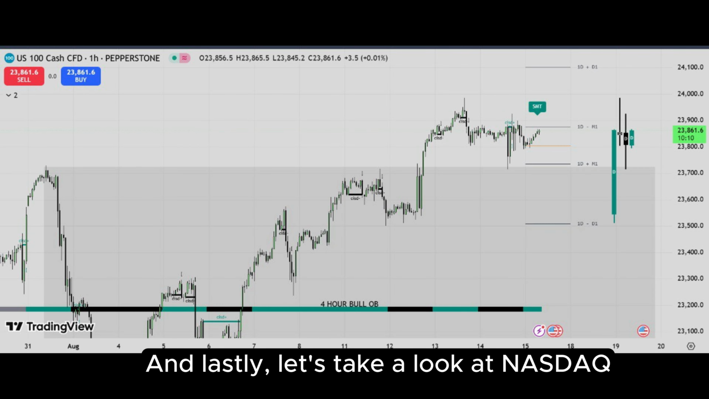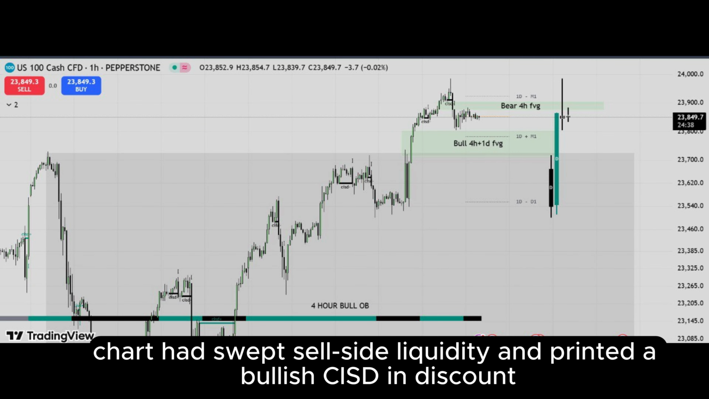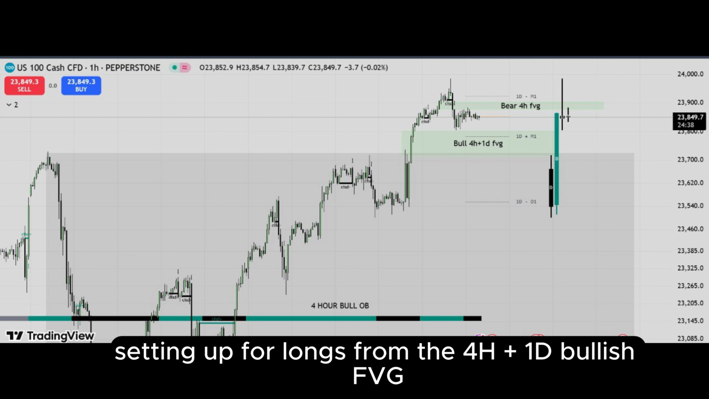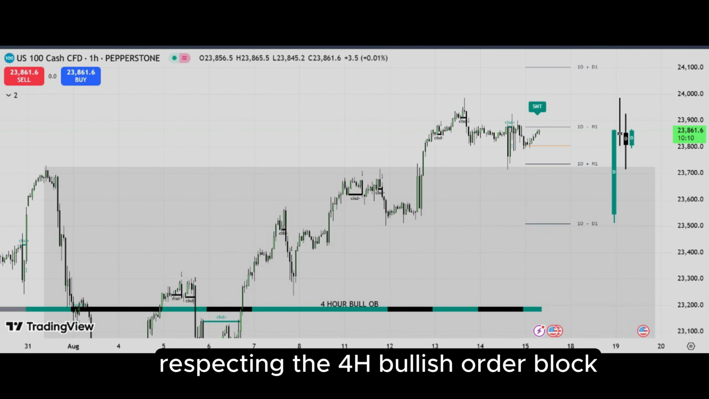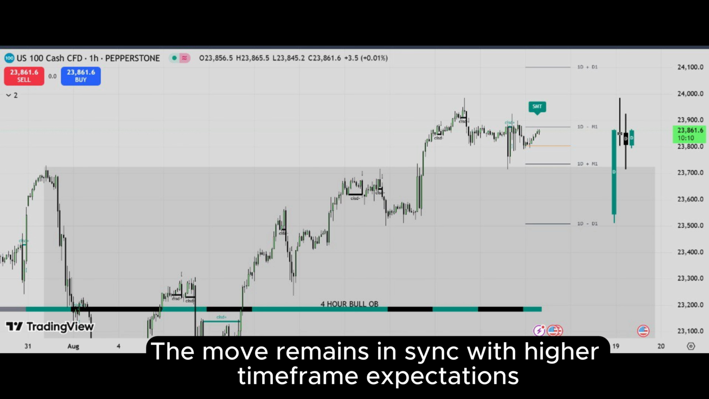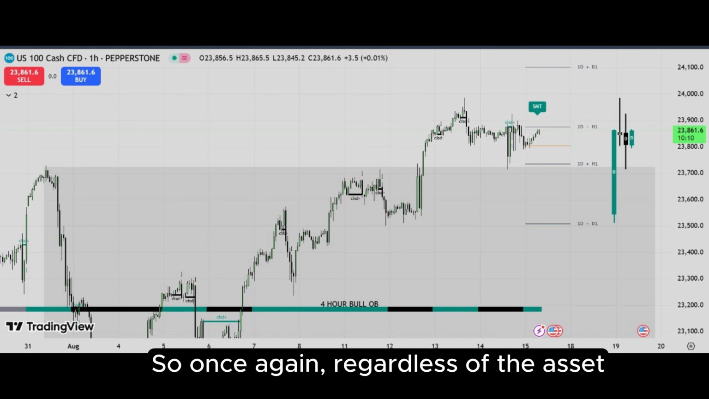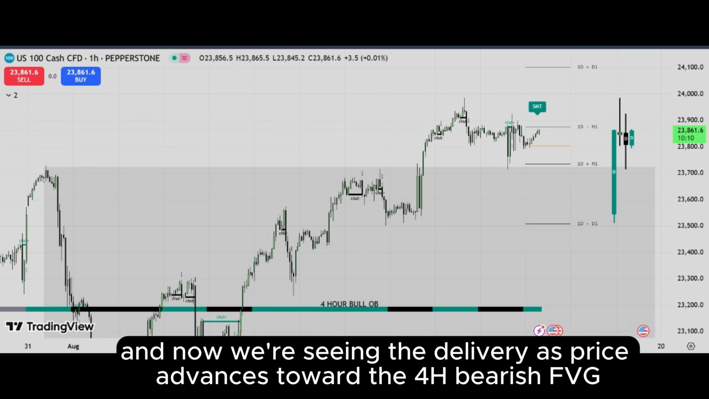And lastly, let's take a look at NASDAQ. Yesterday, NASDAQ on the 1H chart had swept sell-side liquidity and printed a bullish CISD and discount, setting up for longs from the 4H plus 1D bullish FVG. Today, price is holding above the entry zone, respecting the 4H bullish order block, and is working its way toward the 4H bearish FVG. The move remains in sync with higher timeframe expectations. So once again, regardless of the asset, we saw the sweep, the CISD, the retrace, and now we're seeing the delivery as price advances toward the 4H bearish FVG.